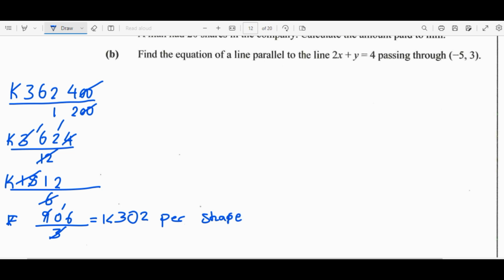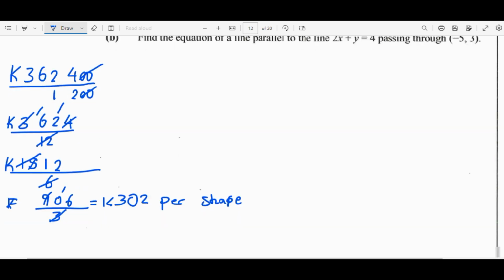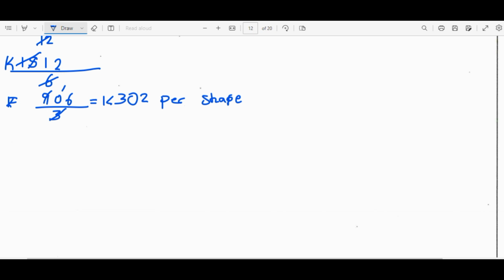So if we have the amount of money paid per share, let's look at how many shares this individual had. So we have 20 shares. So 20 multiplied by that, then we have the amount of money paid to that individual. So I'm going to say 302 kwacha times 20. And whenever you are multiplying numbers where you have a 0 or zeros at the right end, you can just ignore the 0.